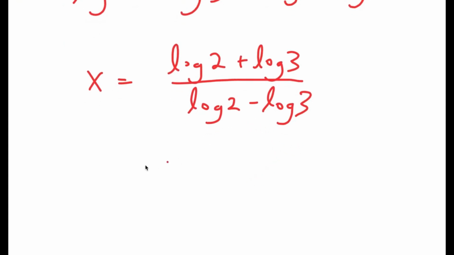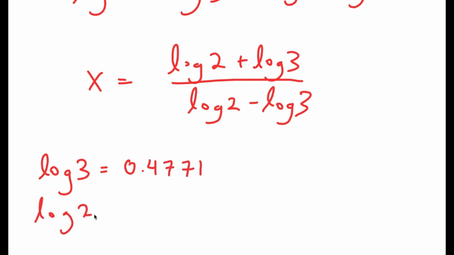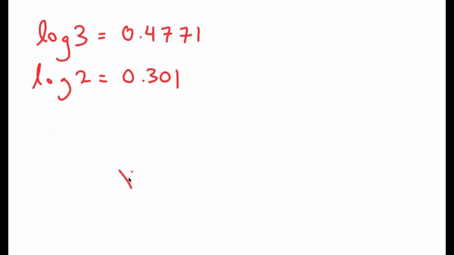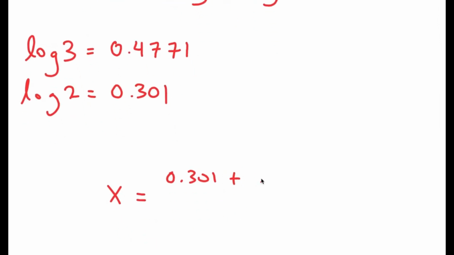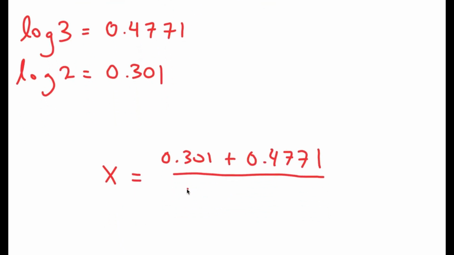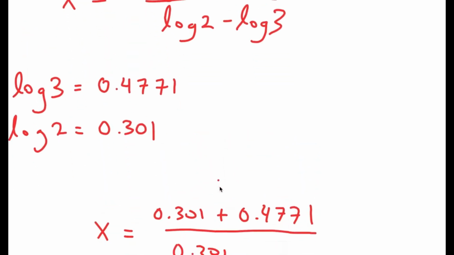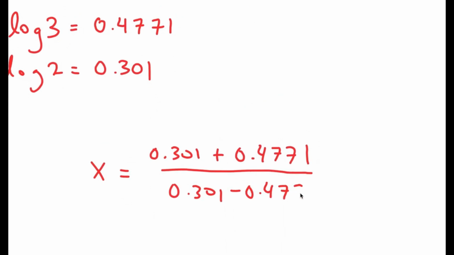Now all there's left to do is to plug in the values of log 3 and log 2. So log 3 is equal to 0.4771, and log 2 is equal to 0.301. So now I get x is equal to 0.301 plus 0.4771 over 0.301 minus 0.4771.